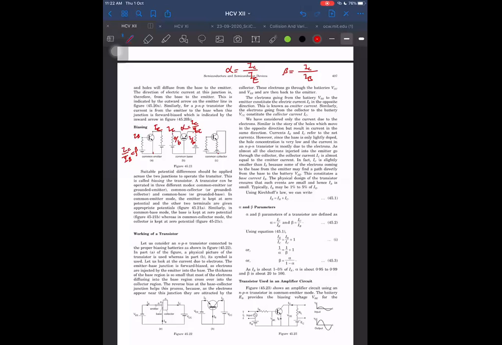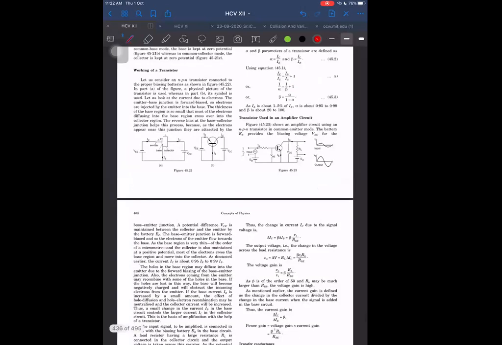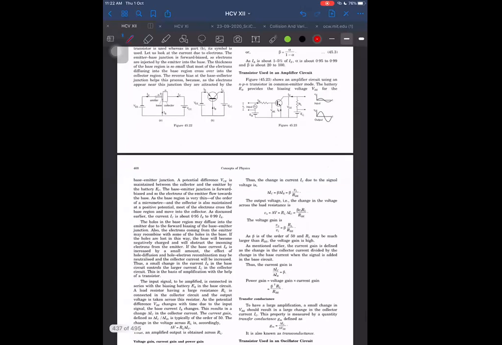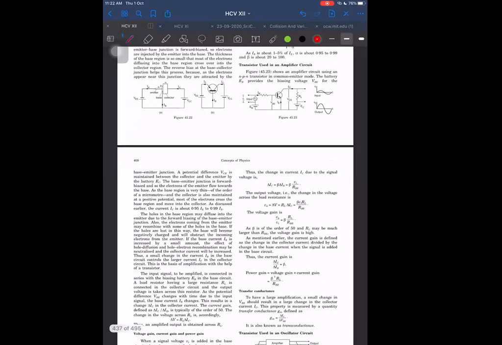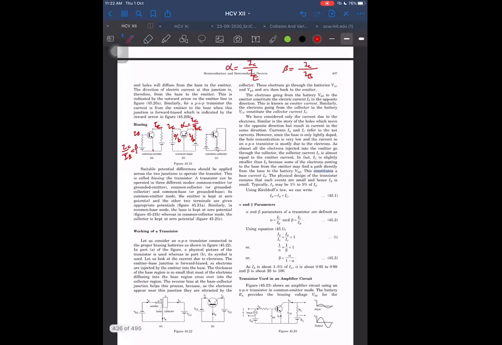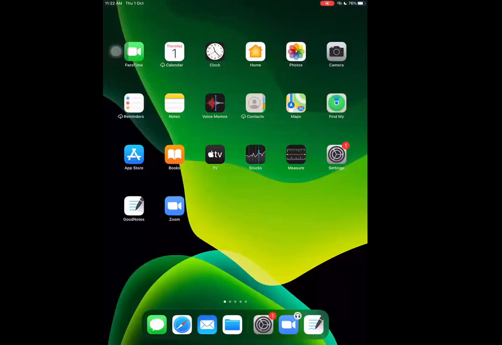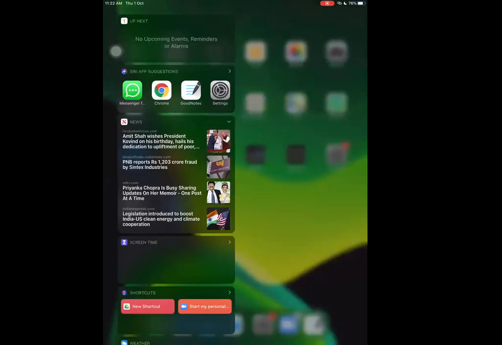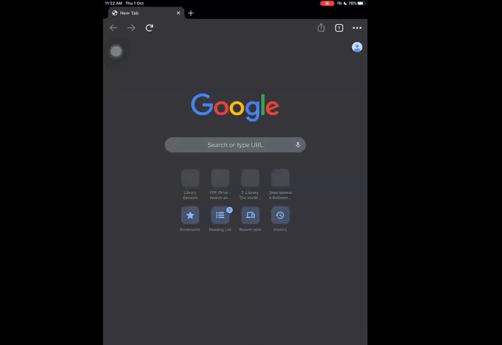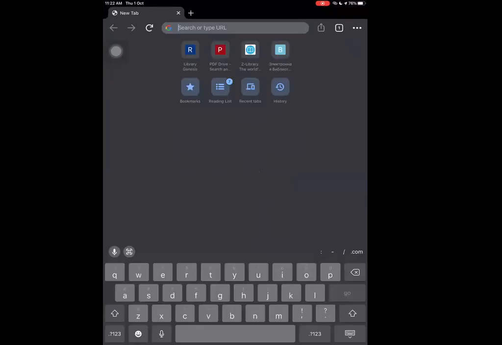Maybe I have to look on the internet now. What is it? It is common collector, right? Okay, let me give a quick search on the internet and let us see what they say for common collector current gain. How do they represent it?